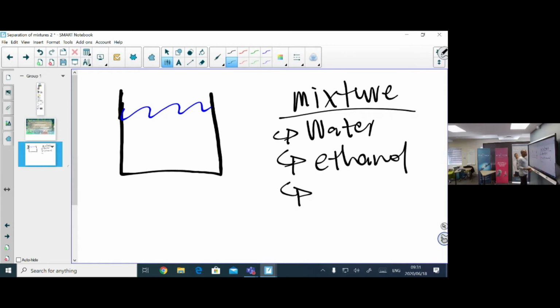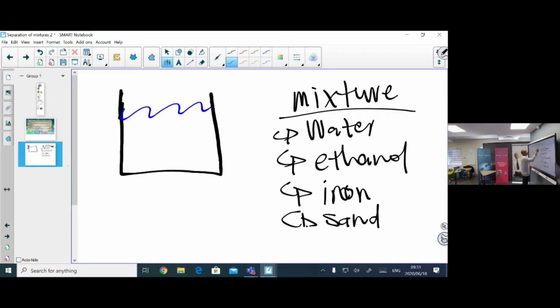3, iron, and sand. Let's have water, ethanol, iron, sand. Yeah, that's enough. Let's have this mixture having these four components.